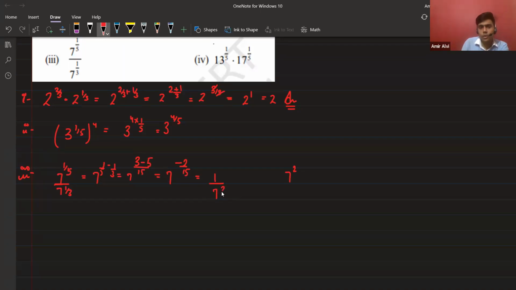Which means that you can write this as 7 to the power minus 2 by 15. This is your answer. This negative means that if you take this denominator to the numerator, there will be a negative sign just before the power. Like if you write 1 by 2 as 2 to the power minus 1, and 1 by 2 squared will become 2 to the power minus 2. Okay, Simrat, is this clear?